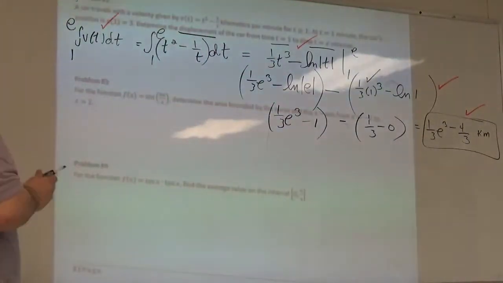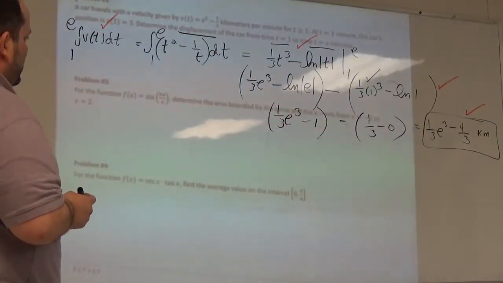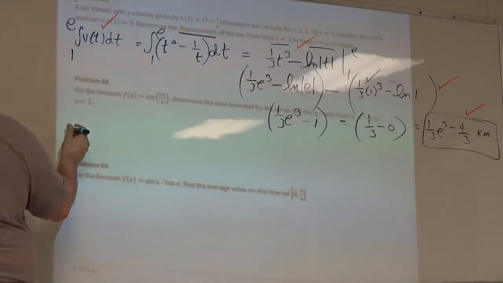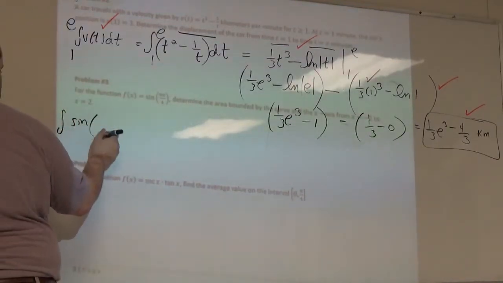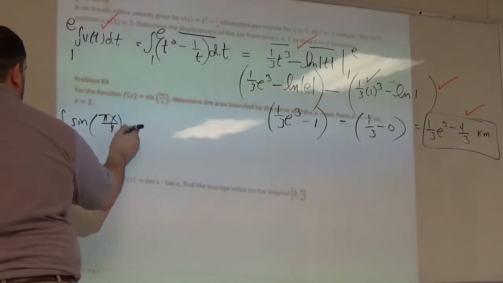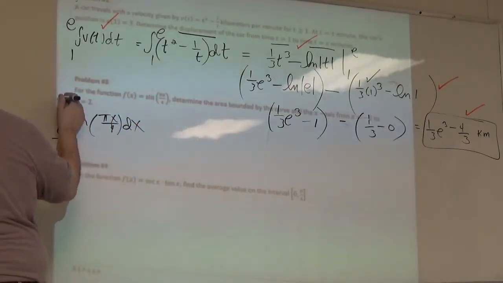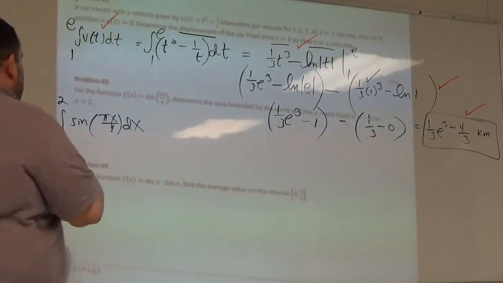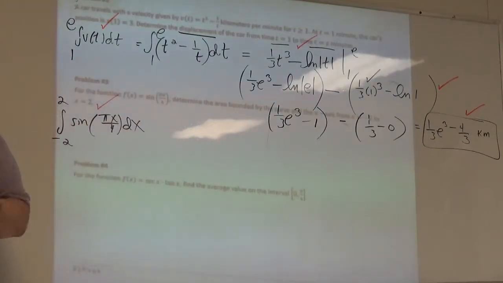All right, for the function f of x equals sine pi x over 4, determine the area bounded by the curve and the x-axis. Great. The integral of sine pi x over 4 dx from -2 to 2. Getting that set up, first point. First point rains down from the sky. Now the question is, what's the antiderivative of sine pi x over 4?